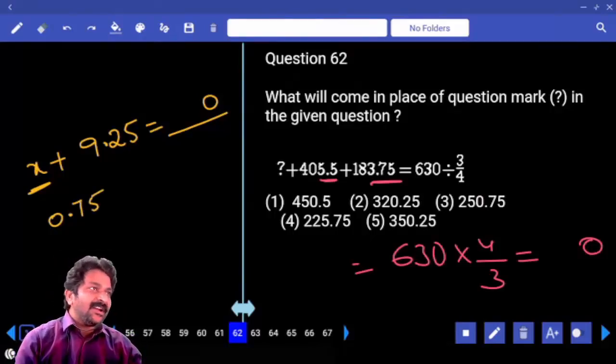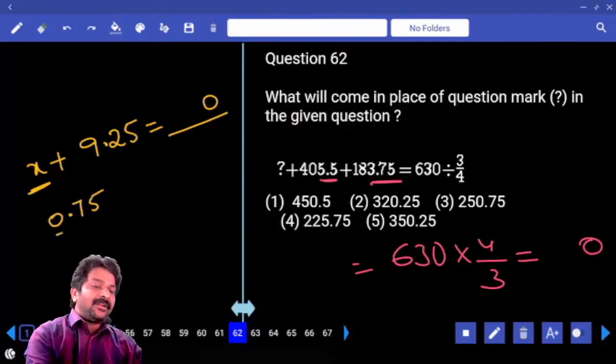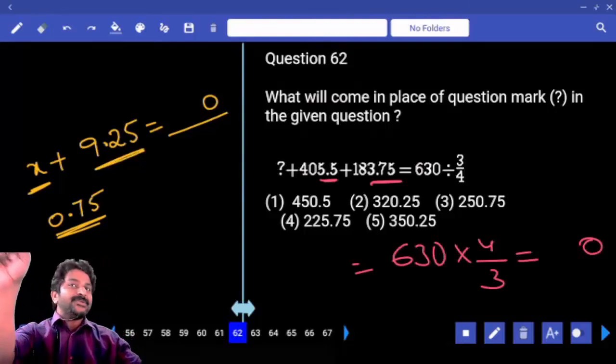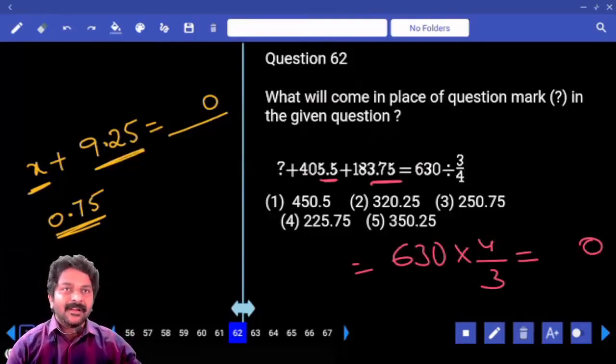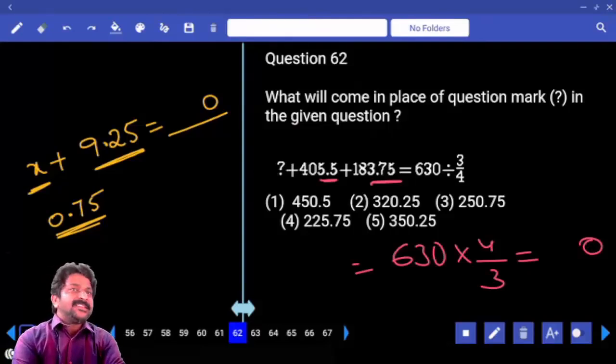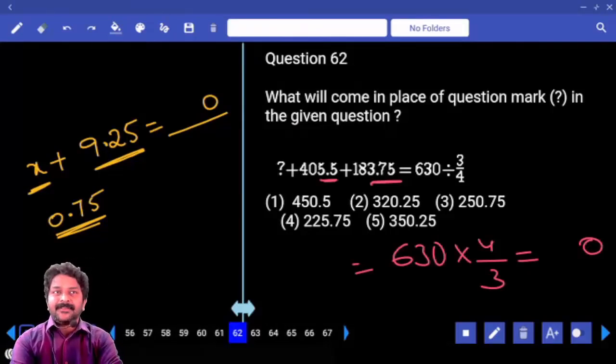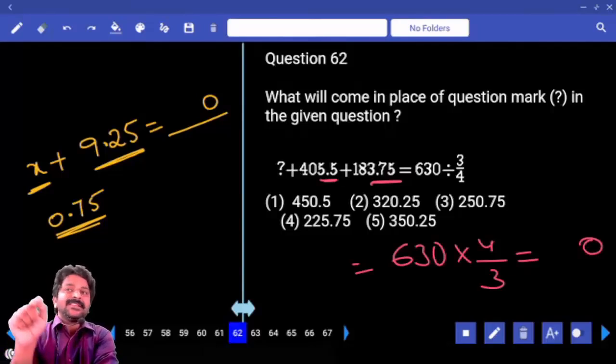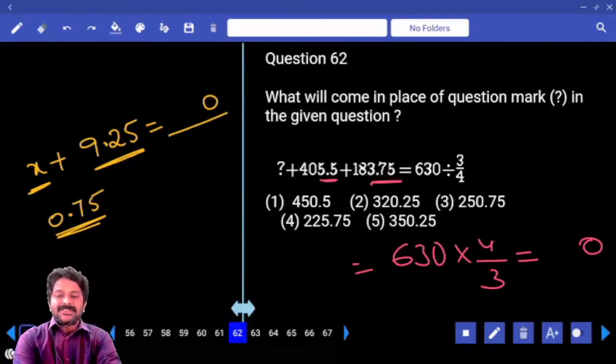X must end with 0.75. Then only 0.75 plus 9.25 gives you 0. Agreed or not? Right. So answer must end with 0.75. And how many such options are there? Only one. Third option final.